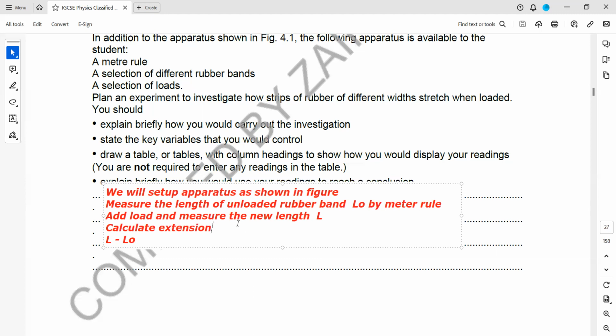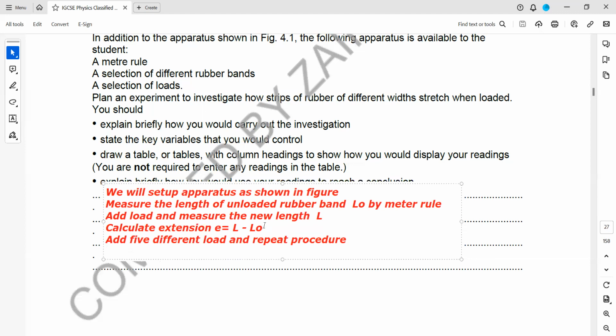So calculate the extension, which is E, by using the formula: the length of the loaded rubber band minus the length of the unloaded. Then we will add 5 different loads and we will repeat the procedure. As I mentioned, whenever you mention the procedure, you should always include the sources of errors and the precautions you will take. So what are the sources of error?